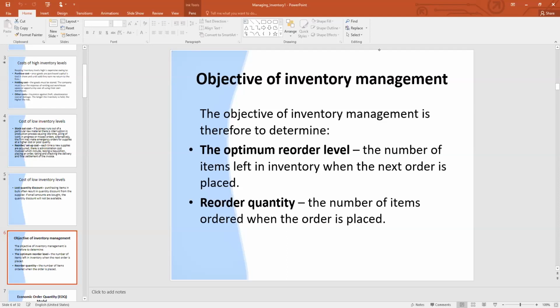If you can establish at what reorder quantity we are able to minimize the holding cost and of course ordering cost, then you are able to establish therefore your optimal reorder quantity.